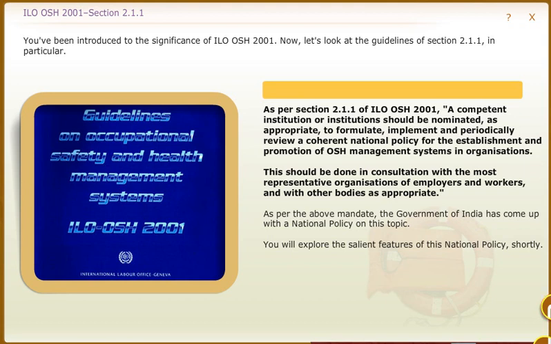As per Section 2.1.1 of ILO-OSH 2001, a competent institution or institutions should be nominated as appropriate to formulate, implement, and periodically review a coherent national policy for the establishment and promotion of OSH management systems in organizations. This should be done in consultation with the most representative organizations of employers and workers and with other bodies as appropriate. As per the above mandate, the Government of India has come up with a national policy on this topic. You will explore the salient features of this national policy shortly.